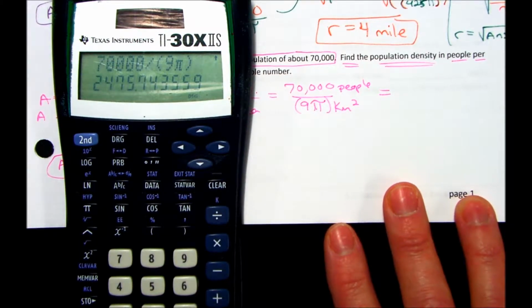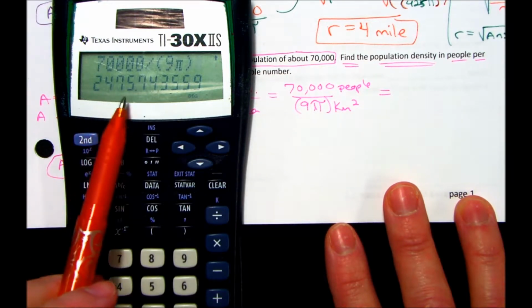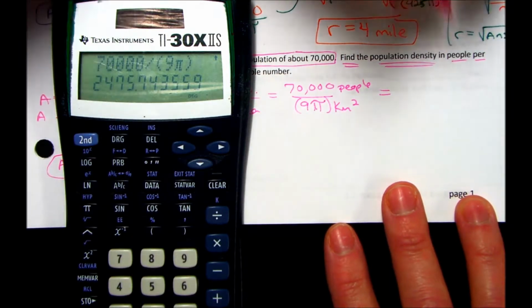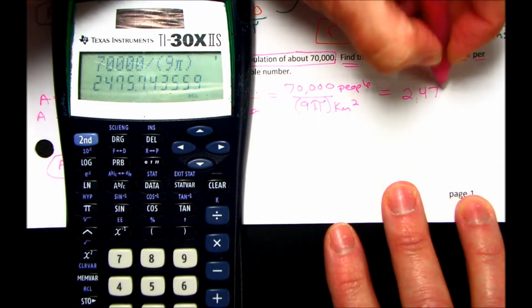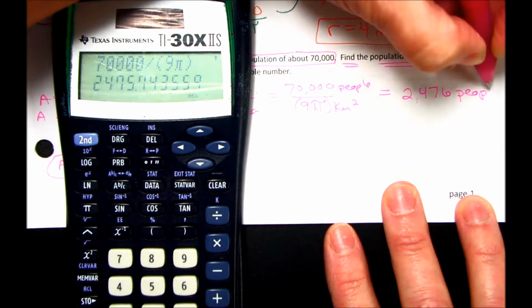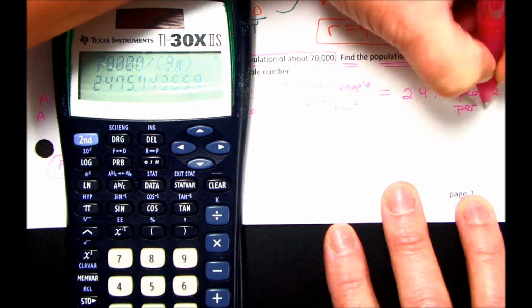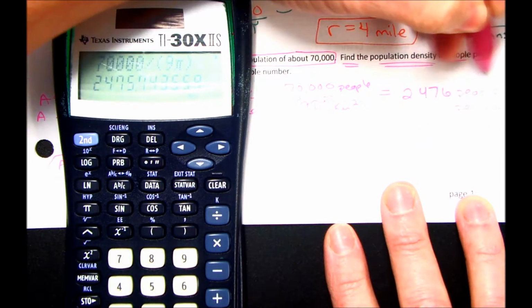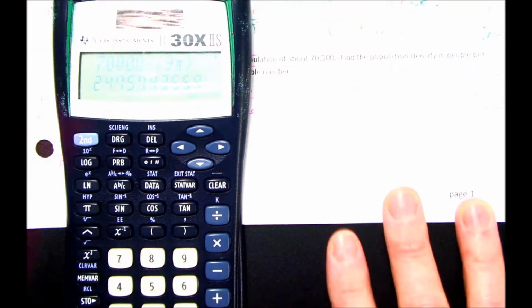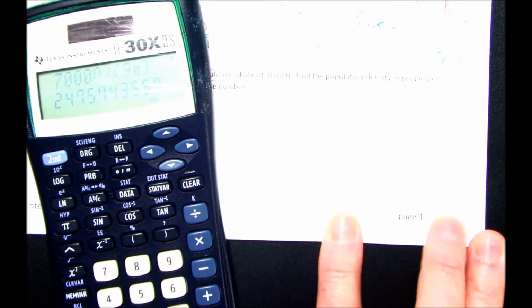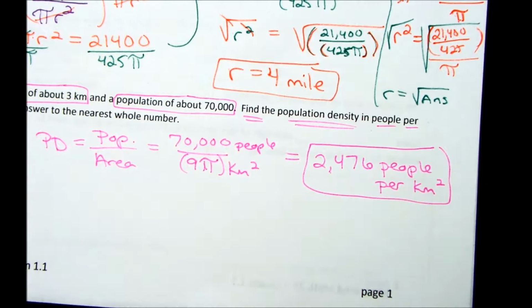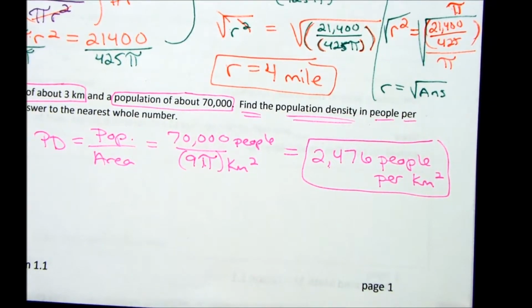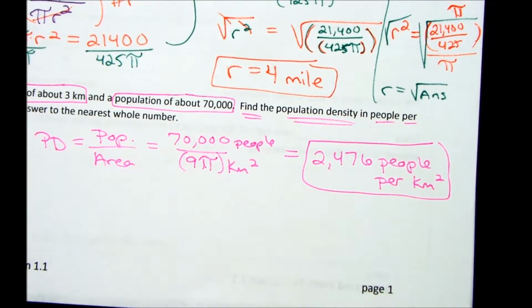And now we're going to round to the nearest whole person, 2,476. So it's approximately 2,476 people per kilometer squared or square kilometer. Make sure your units of measure are correct. Okay, so this is the end of this problem. So we end up with 2,476 people per kilometer squared. Okay, next page.